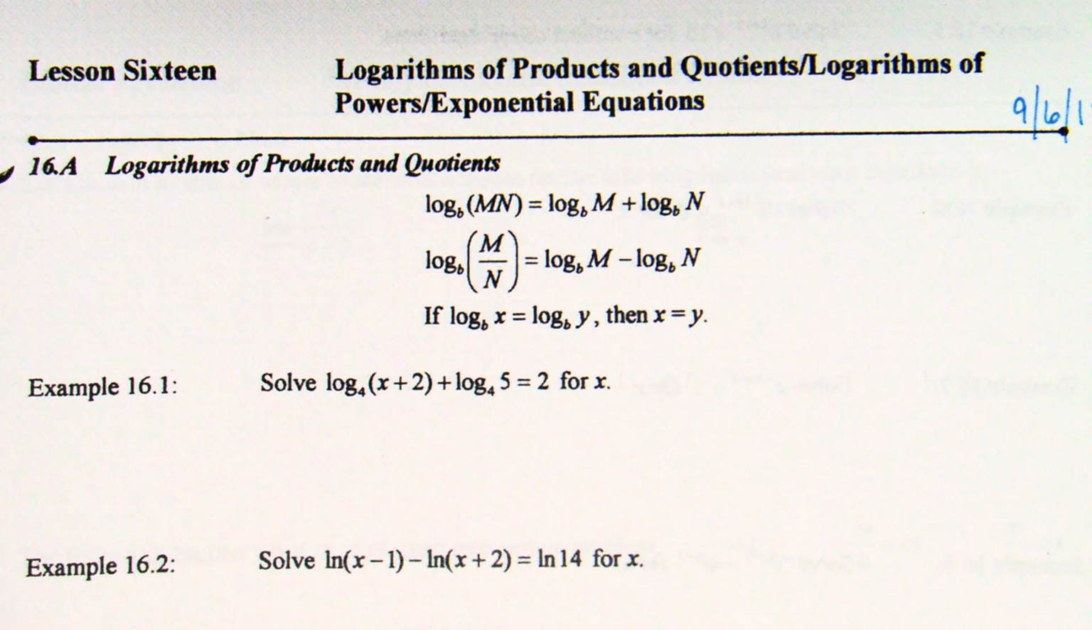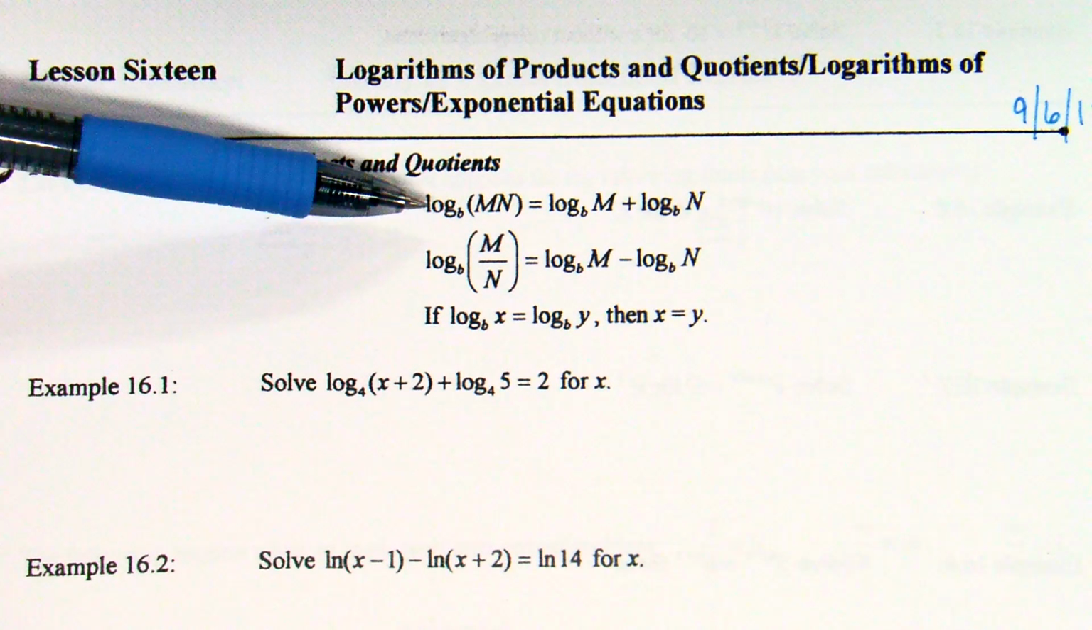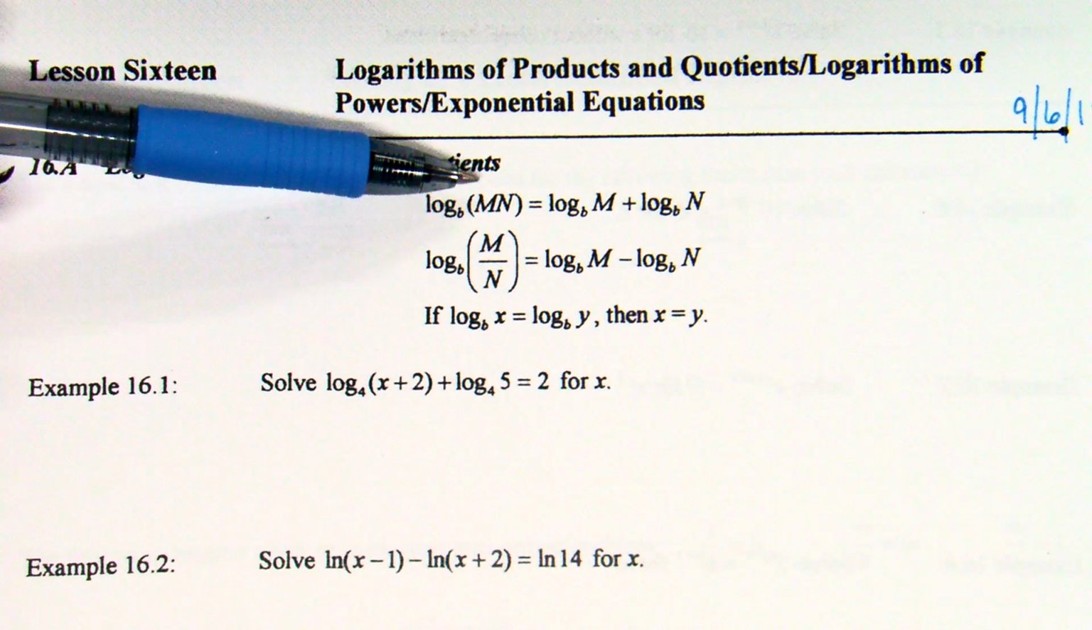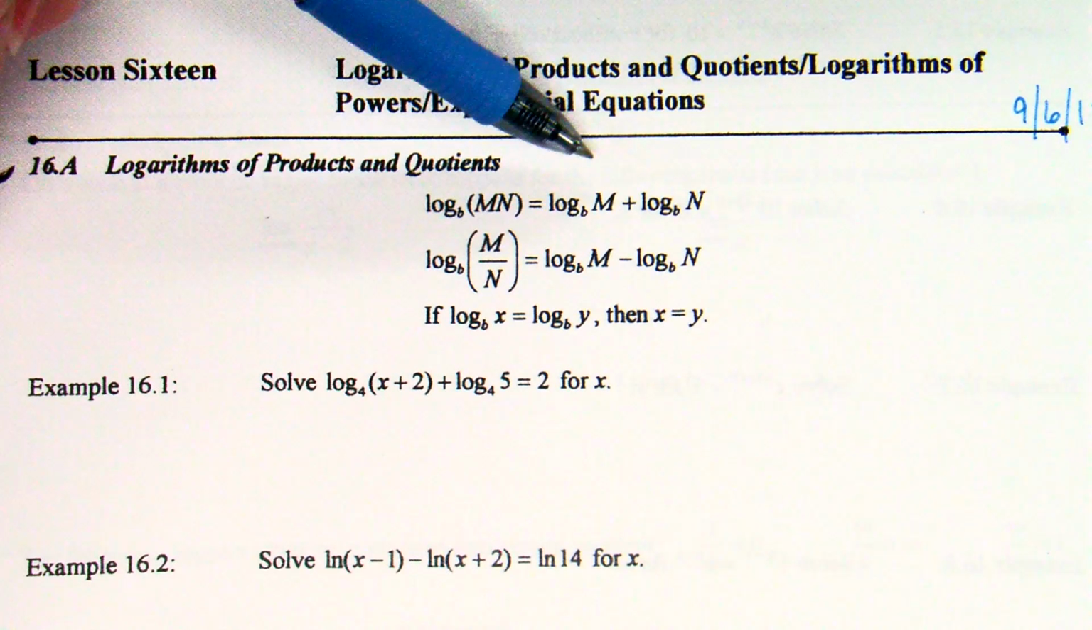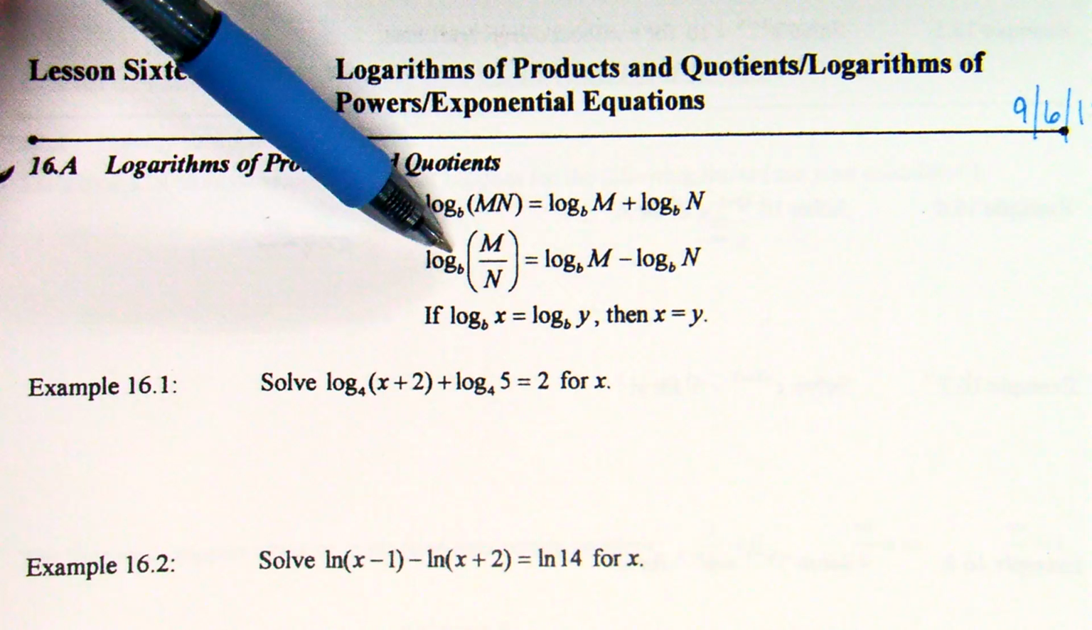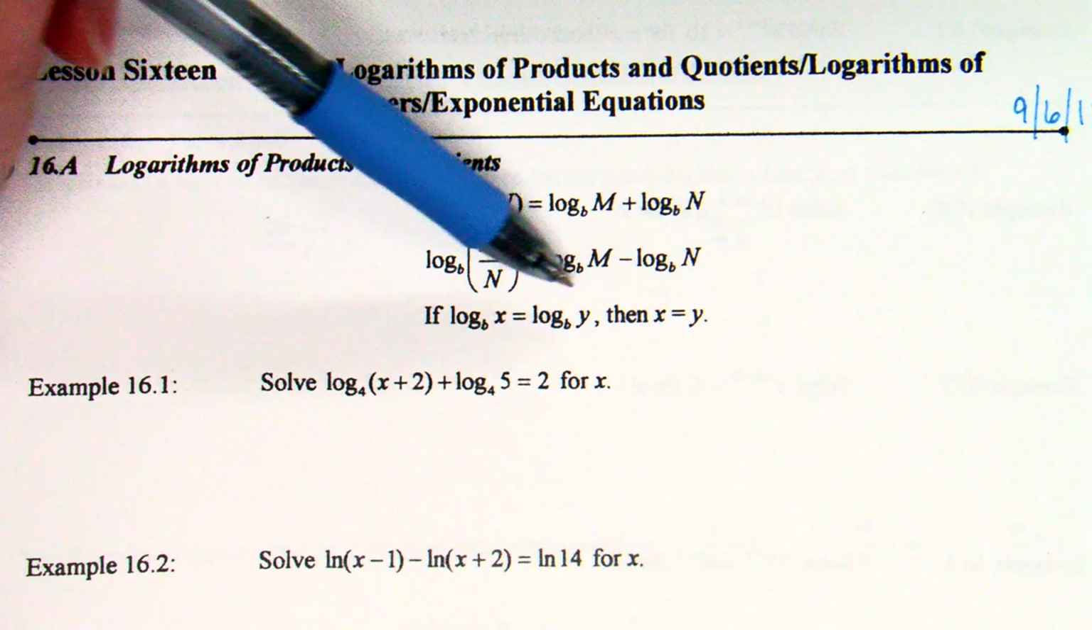So, just reviewing the rules that are old news, but we need to make sure we remember how to use them. The first at the top are logs of products and quotients. Take a look at them, make sure you remember them. When you have the log of a product, so the log of two things multiplied, it can be rewritten as the log of those two things added with the base the same. Log of two things being divided inside the log can be rewritten as two logs being subtracted.